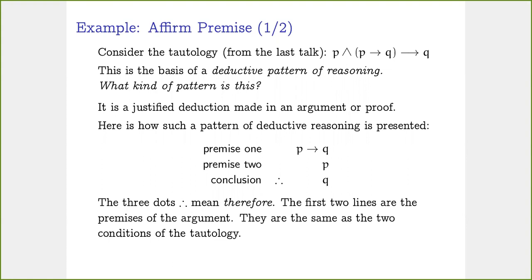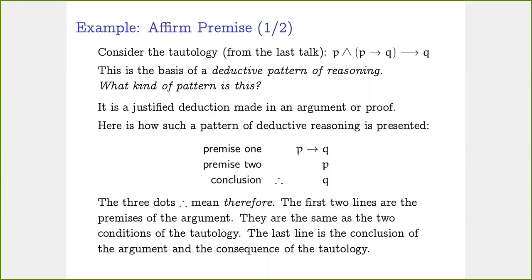What this means is, first of all, notice that the two premises are actually the two parts of the condition of the implication. Okay, and the conclusion of the pattern is the conclusion of the tautology. Because of the tautology, we know that if P implies Q and P is true, then Q is true. The three dots here mean therefore. The first two lines are the premises of the argument, and they're the same as the two conditions of the tautology, and the last line is the conclusion of the argument and the consequence of the tautology.